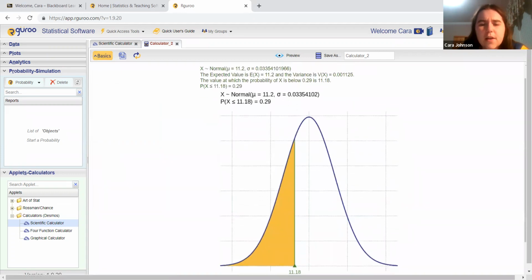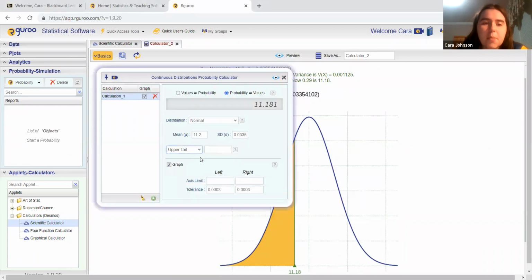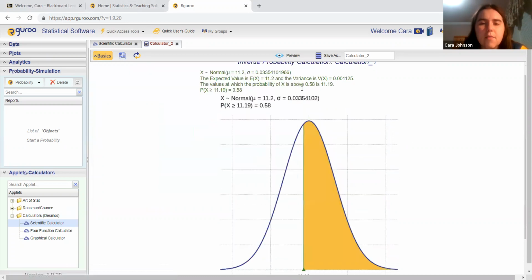Now the next one is kind of the opposite. It asks for the sample mean time that's faster than 58% of the sample mean times. So faster means the lower data value. That means I have an upper tail this time of 0.58, because that 58% is above my data value. Then hit the eyeball, and I'm going to get 11.19.